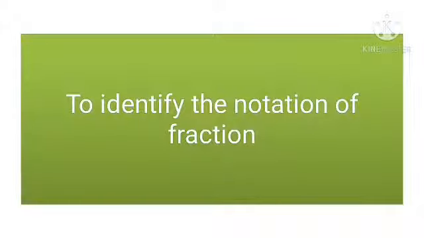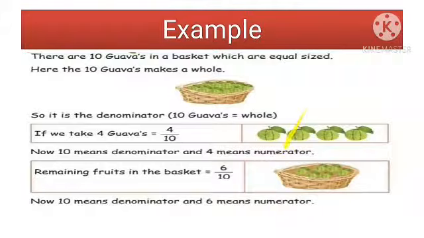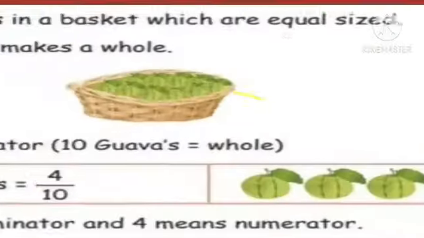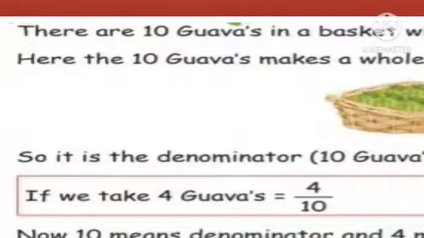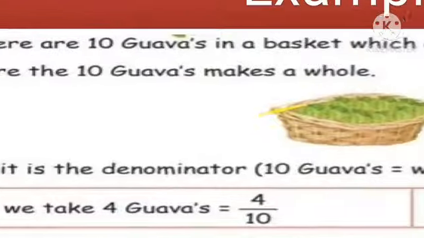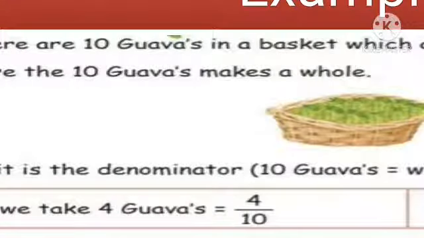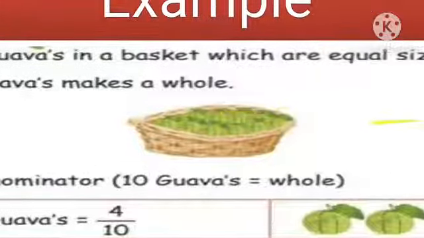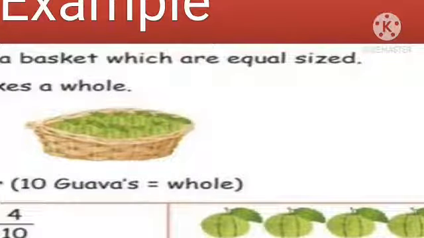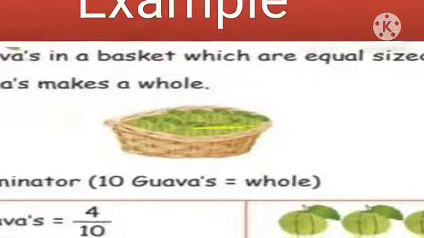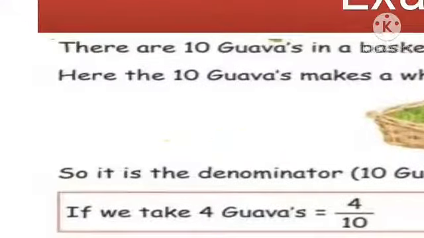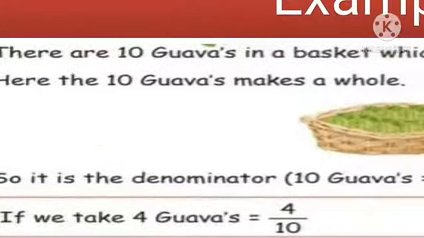Now we are going to see how to identify the notation of fraction. For that, look at the example. There are 10 guavas in a basket. In that we have 10 guavas, which are of equal size. Here the 10 guavas make a whole. So we consider the 10 guavas as the whole.